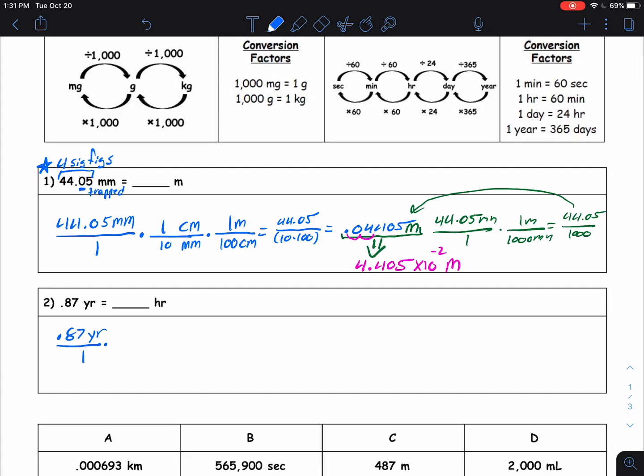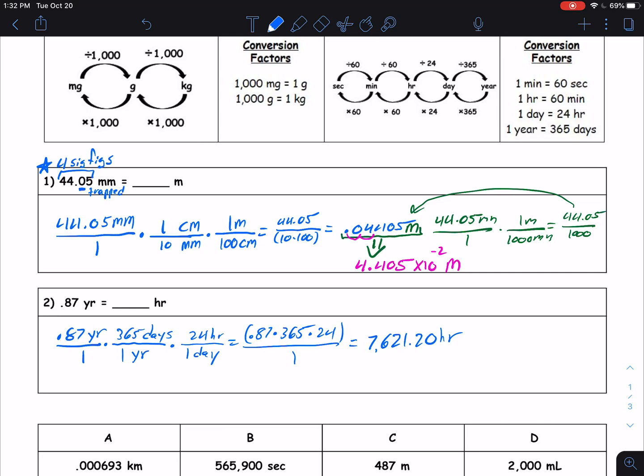So then we're going to go through 1 year equals 365 days, and then 1 day equals 24 hours. So 0.87 times 365 times 24 all over 1 is going to come out to equaling 7,621.20 hours. So this is what we're going to get.